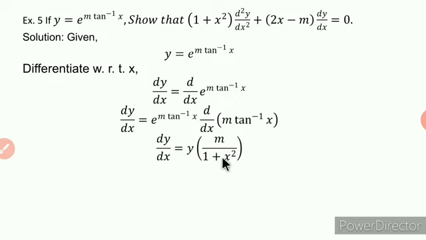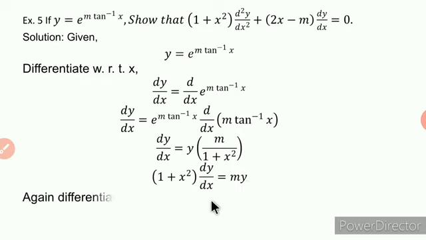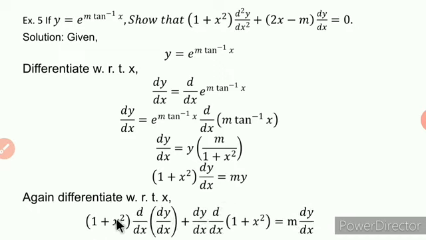Now take this 1 plus x square to the LHS. It goes to multiplication, and therefore we get (1 plus x square) dy by dx is equal to my. Now again differentiate this with respect to x. Now in the LHS, to differentiate we use the u into v rule. Therefore we get (1 plus x square) into d by dx of dy by dx plus dy by dx into d by dx of (1 plus x square) is equal to m into derivative of y, which is dy by dx.